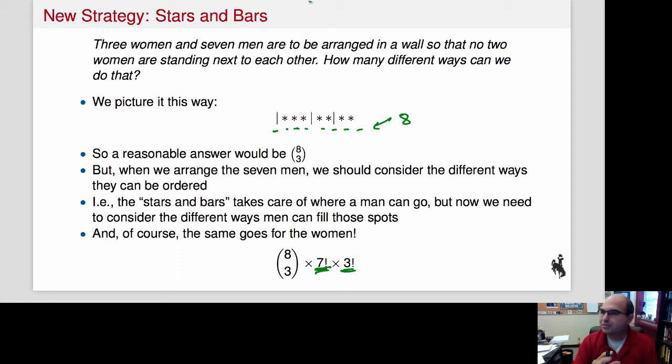There are still some issues that you might want to consider. For example, maybe there's a kind of protocol, right, that would say that the women can't be on the ends. Okay, why? I don't know, right? Let's say some protocol person makes up that rule. Well, in that case, I wouldn't have 8. I would only have 6 slots, right? So it would be 6 choose 3, right? That's the kind of thing that you have to pay attention to when you're actually setting up the solution to these problems, right? Because it just depends on specifically what people want to count. All right.